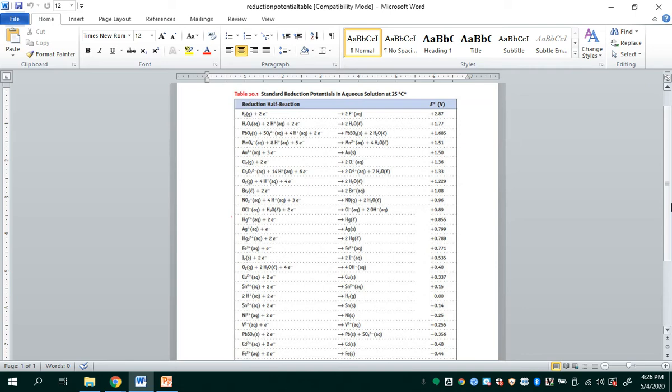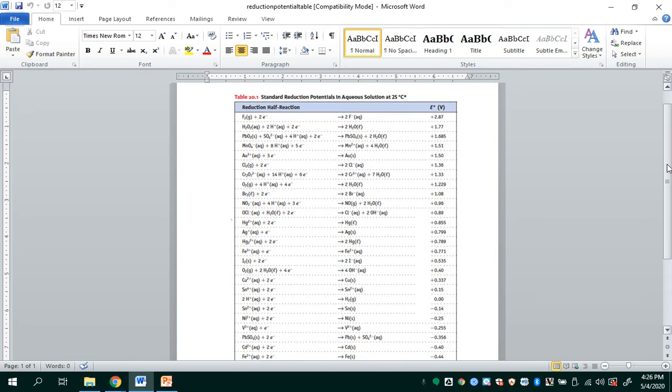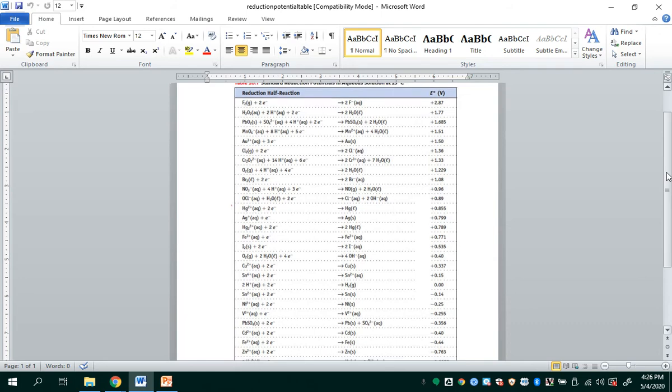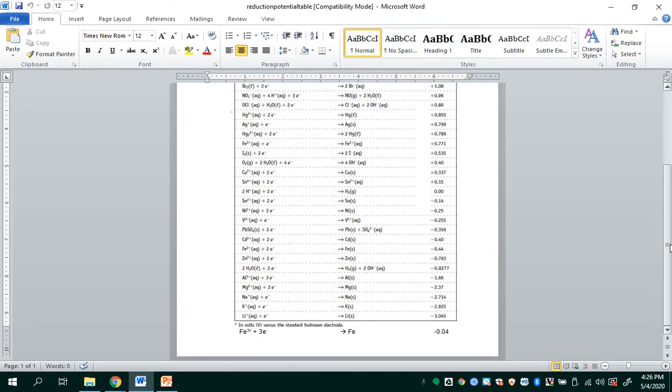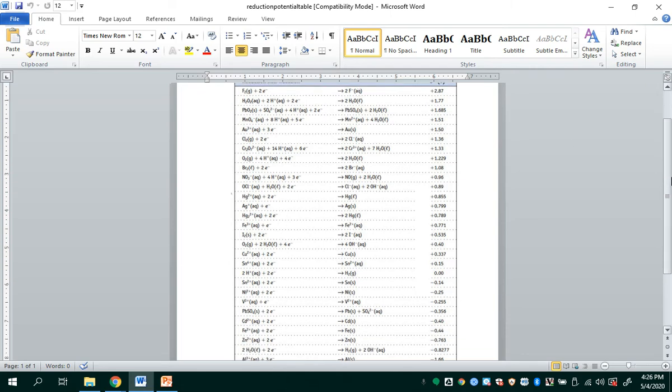The way this chart is set up, the stronger reduction or stronger substances that are capable of going through reduction are listed at the top, and the substances that are less likely to go through reduction are listed at the bottom. So lithium would be one of the strongest to be oxidized, while F minus would be one of the weakest to be oxidized.